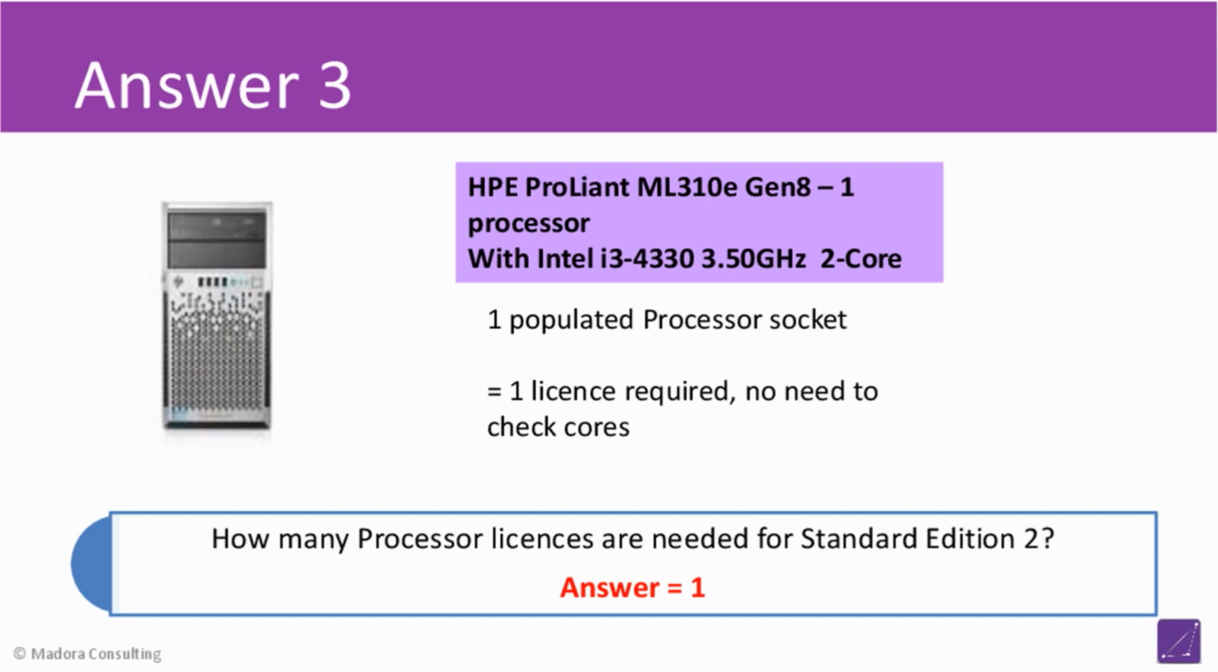Now, interestingly for this one, if you did have to apply a core factor, Intel i3 is 0.5 as well. So this is 2 cores in total and would then also need one processor license for Enterprise Edition.